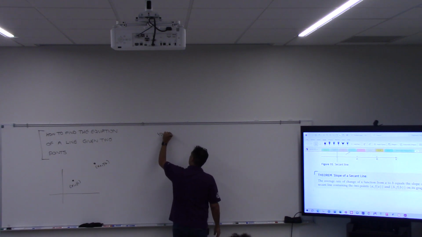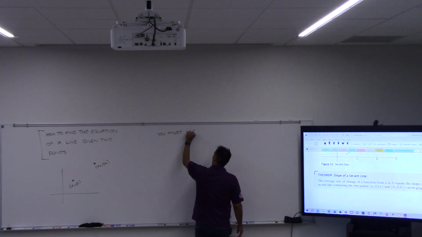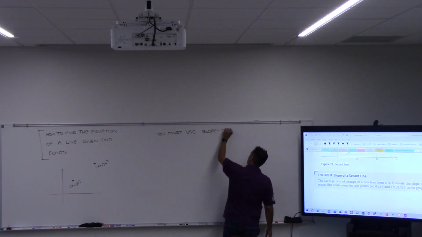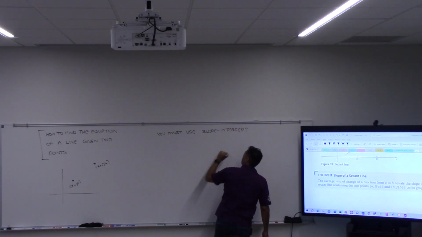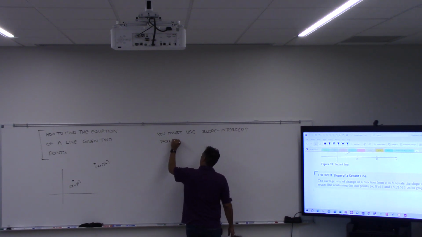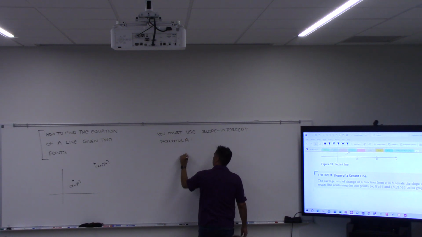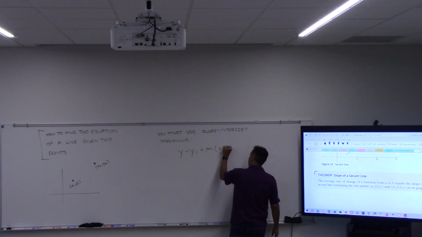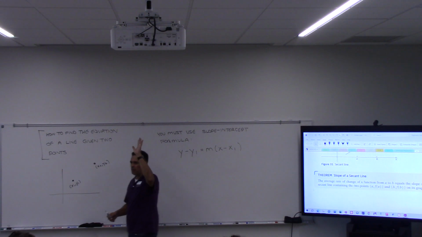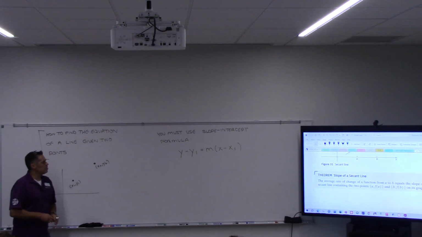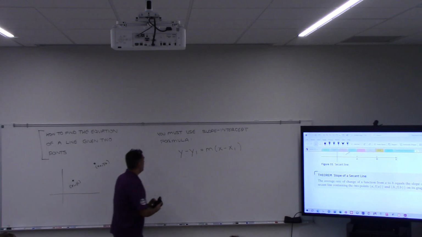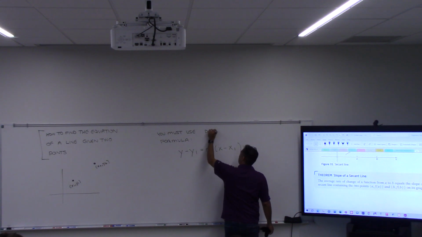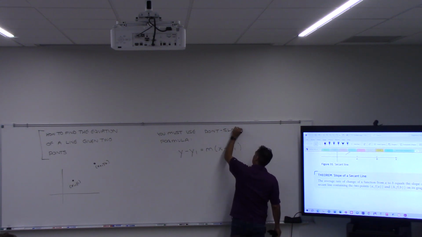You must use what is called the slope-intercept formula, which is y minus y1 equals m times x minus x1. Show of hands, how many of you does that look somewhat familiar? Yes? That is what's called your, wait, I wrote the wrong thing out there. Sorry. That's not the slope-intercept. I'm thinking of my other class. Point-slope formula.